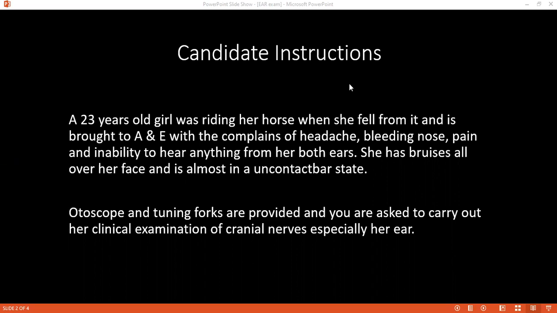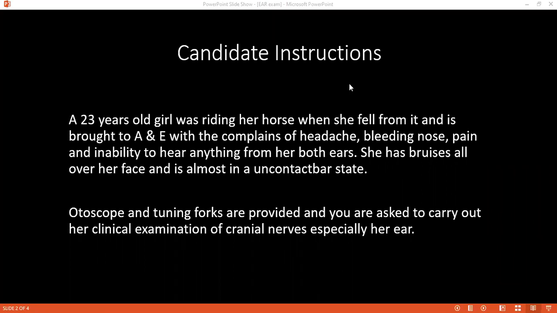Can you please give me the differential diagnosis of hemotympanum? Yeah, it could be due to nasal packing, could be due to bleeding disorder, and also could be due to a result of trauma with a skull fracture.